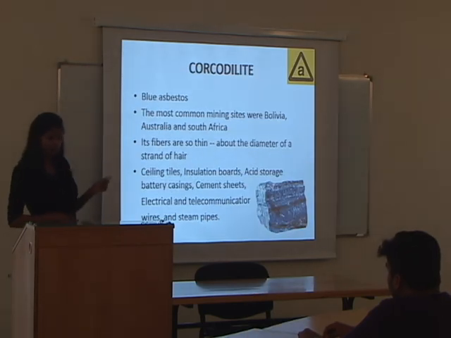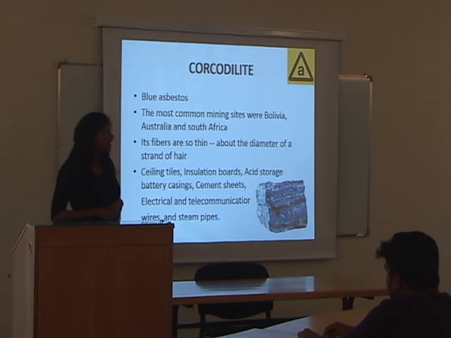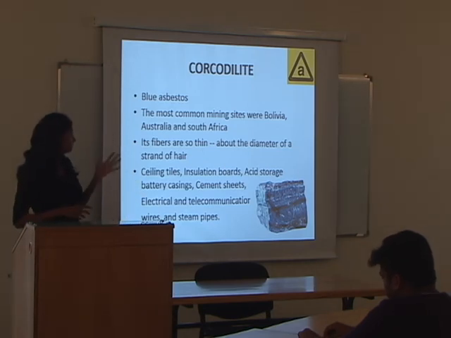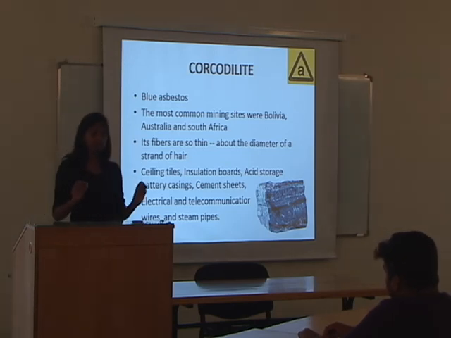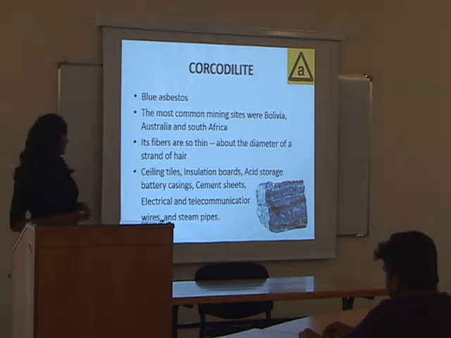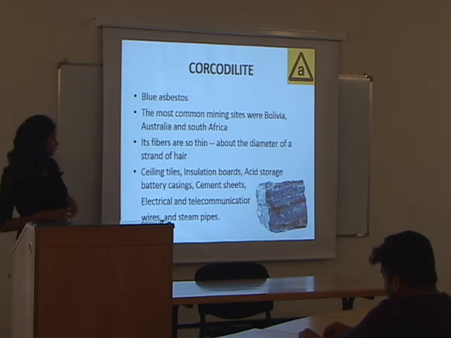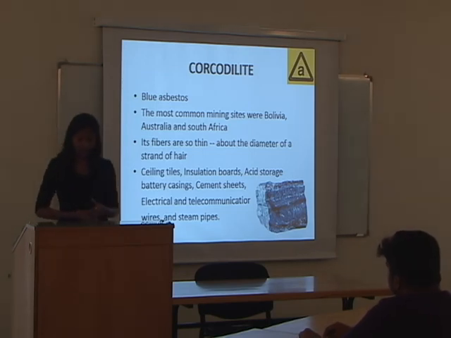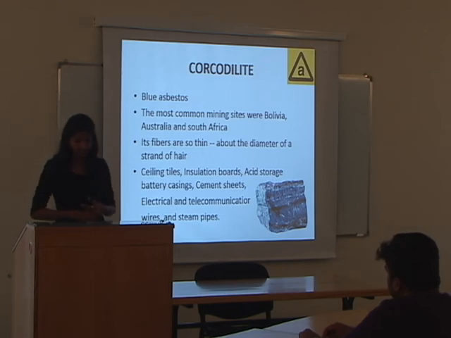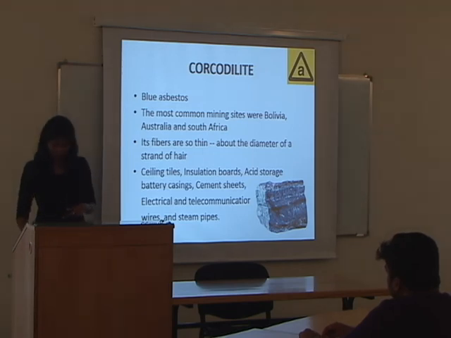The other one is crocidolite. It's also called blue asbestos. It's mainly mined in Bolivia, Australia, and South Africa. The fibers are so thin, so it's highly carcinogenic. It's also used in ceiling tiles, insulation boards, acid storage, battery casing, cement sheets, electrical and telecommunication wires, and steam pipes.